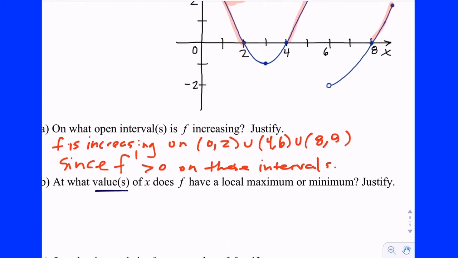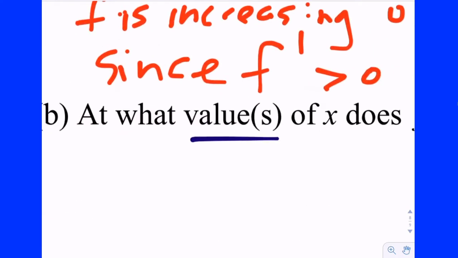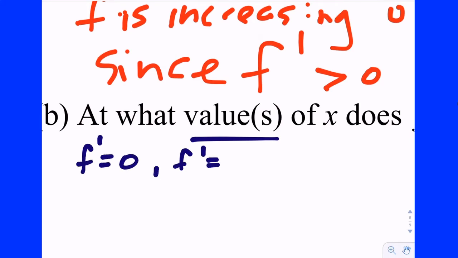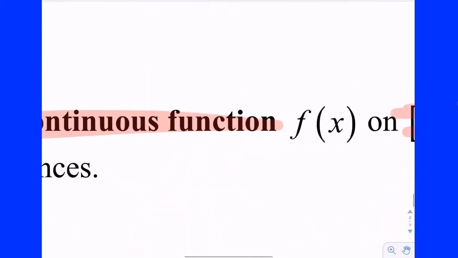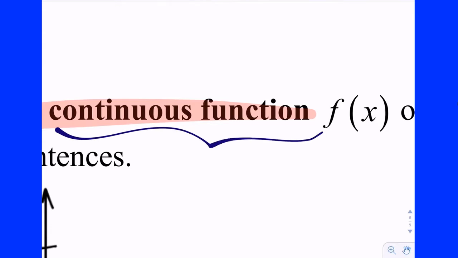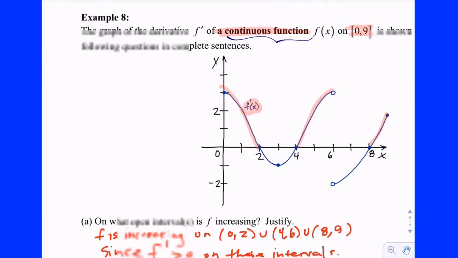Part B. At what value or values of x does f have a local max or local min? Well, once again, a function f will have a local max or local min at either 2 places, where f prime equals 0 or where f prime does not exist. We have the graph of f prime, so let's go look for its x-intercepts and any places where it might not be defined, knowing in advance that the function f is continuous everywhere. So any value where the derivative may not exist is going to be in the domain of the function.